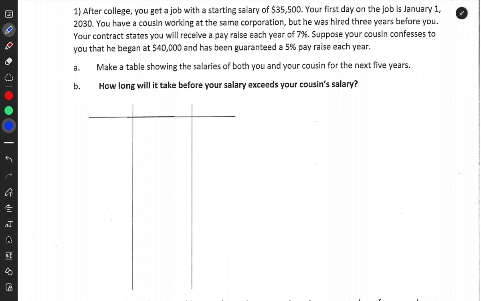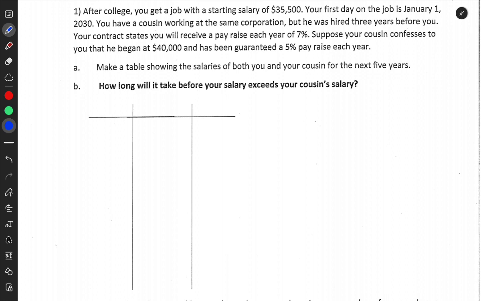Suppose your cousin confesses, hey, I began with $40,000, right? They started paying me more than you, and my contract has a 5% pay raise. Make a table showing both salaries of you and your cousin for the next 5 years.